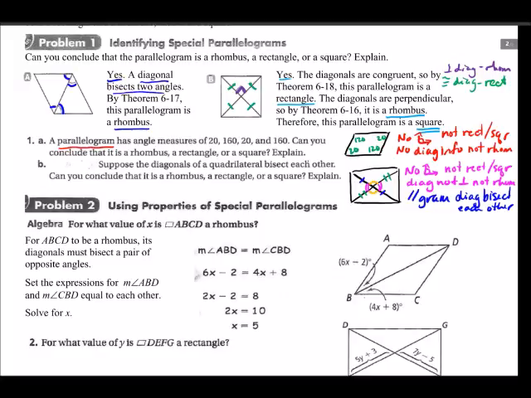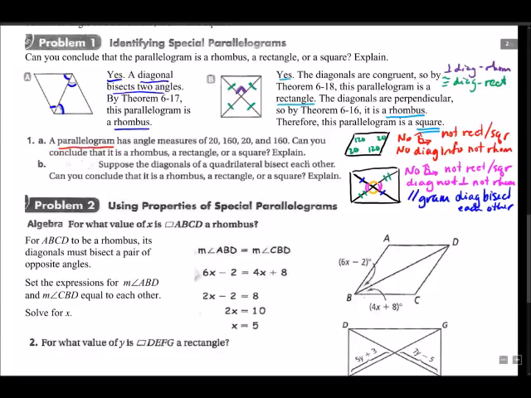So we cannot say it's a rhombus. It might be a rhombus, but we don't know. We cannot say that. So no on the first one. On the second one, it says, suppose the diagonals of a quadrilateral bisect each other. Can you conclude it's a rhombus, rectangle, or square?